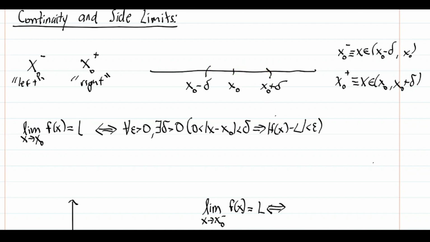So recall the definition of a limit, and that is that the limit as x approaches x naught of f of x is equal to L, x naught is real and L is real, if and only if, for all epsilon greater than 0, there exists a delta greater than 0, such that 0 being less than the absolute value of x minus x naught is less than delta implies that the absolute value of f of x minus L is less than epsilon.